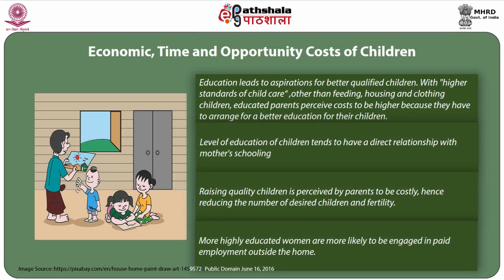Economic, time and opportunity costs of children. Education leads to aspirations for better qualified children, with higher standards of childcare other than feeding, housing and clothing children. Educated parents perceive costs to be higher because they have to arrange for a better education for their children. The level of education of children tends to have a direct relationship with the mother's schooling. Thus, raising children is perceived by the parents to be costly, hence reducing the number of desired children and fertility.